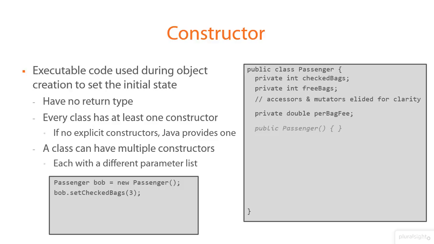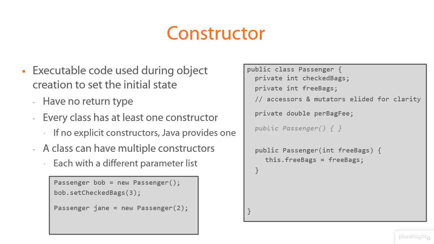So let's say that we have an issue here where we want to be able to create passengers, and as part of the creation, indicate how many free bags they're allowed to have. So all that constructor would do is accept the parameter, that number of free bags, and assign that to the field. And what that would allow us to do is to write code like this, where our passenger Jane equals new passenger 2. That calls our constructor that accepts the integer, and that sets the number of free bags for Jane to 2. Then, of course, we can then set the number of checked bags for her from there.